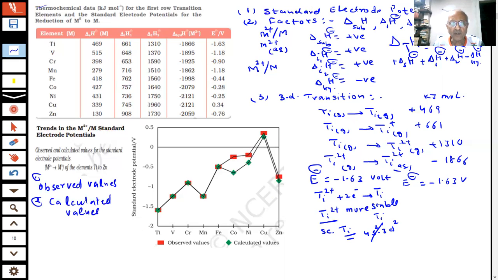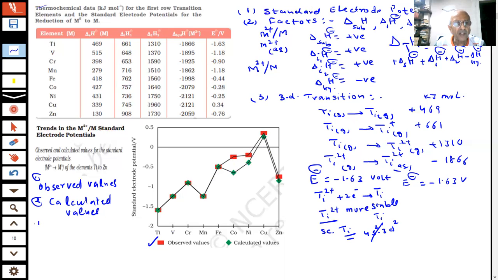And there are two colors which have been shown. What are the two colors? Green and red. Red is observed and green is calculated. And it seems there is quite a good matching between the two, except in a few cases. See, they are overlapping in most of the cases. There is a small difference in cobalt and nickel.